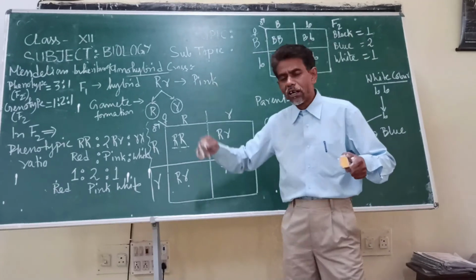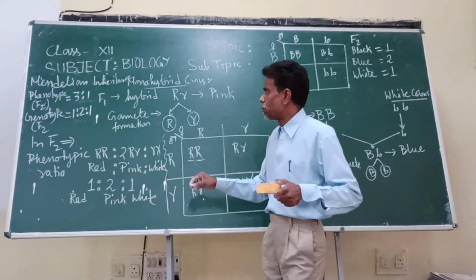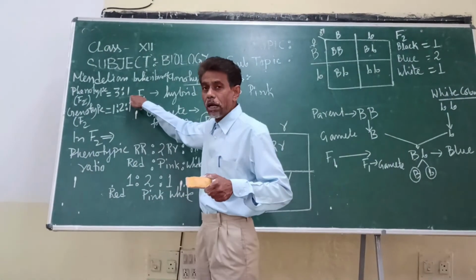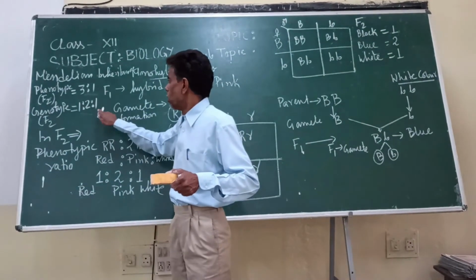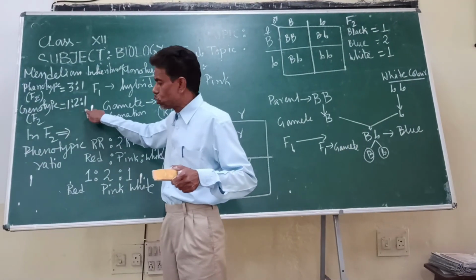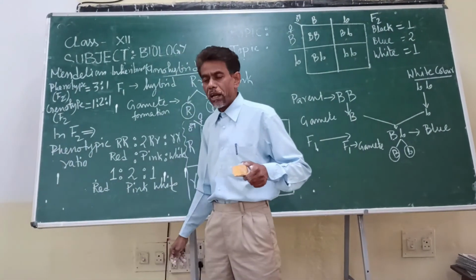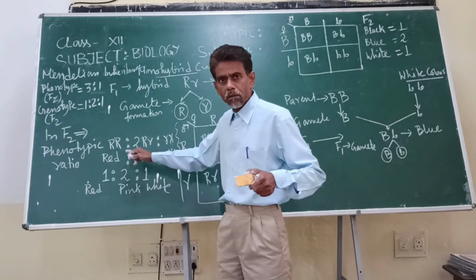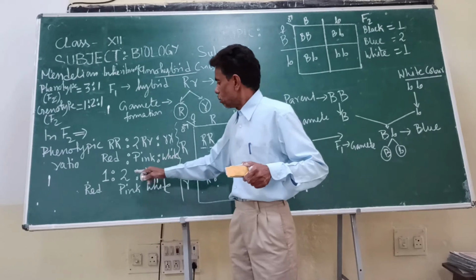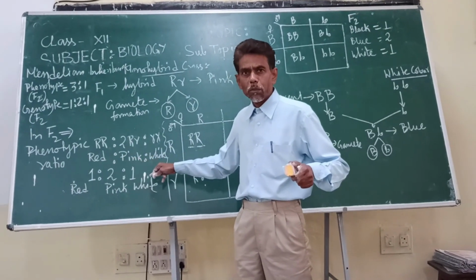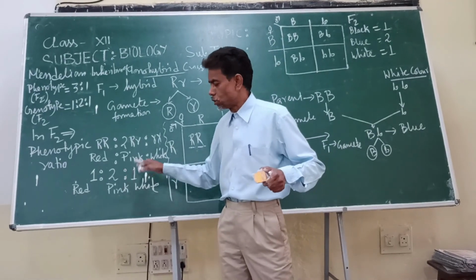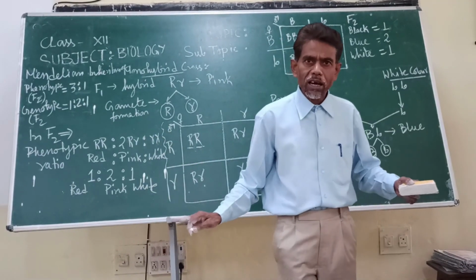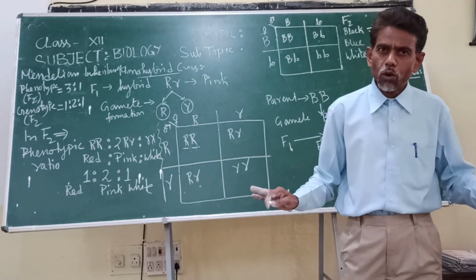In Mendelian inheritance, we see the phenotypic ratio of the F2 generation of monohybrid cross is 3:1, whereas the genotypic ratio is 1:2:1. On the other hand, in non-Mendelian inheritance, both the phenotypic and genotypic ratio of the monohybrid cross of the F2 generation is 1:2:1. Is that very clear? Is it very clear to you?